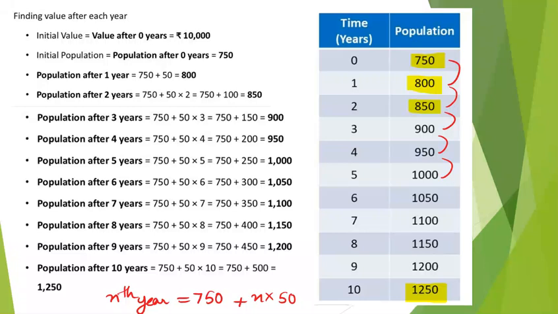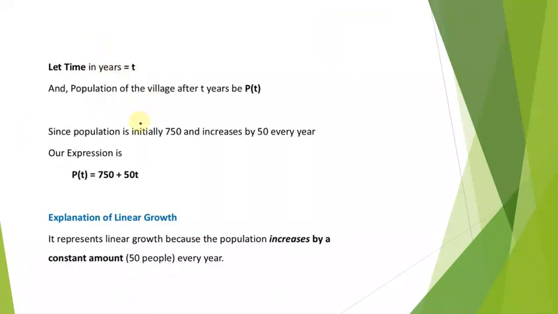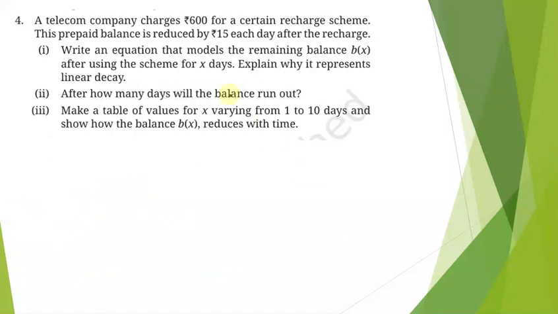Okay, so here we conclude once again. If the population is represented as P of t, as the time varies, we can represent it in the polynomial form: P of t is equal to 750 plus 15t. This is a linear growth because the population increases by a constant amount, 50 people, every year. Got the idea? Okay. Now we will move to the last question of this one.